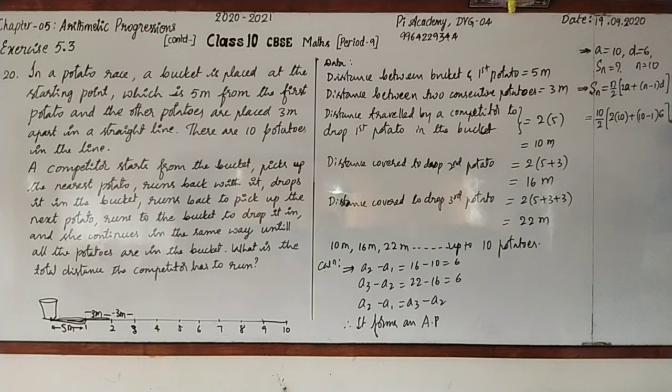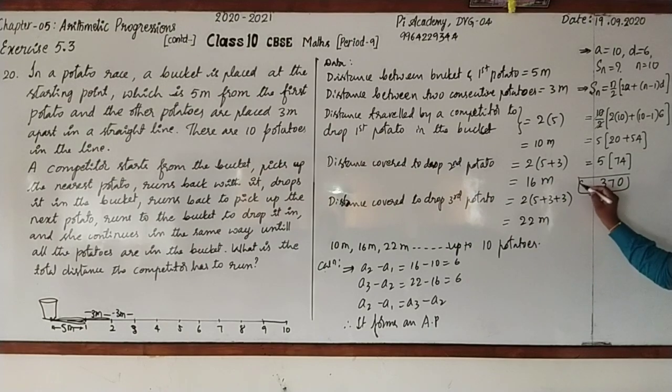Common difference is 6. It is equal to 5 into (2 fives are 10, 2 tens are 20 plus... what is 10 minus 1? 9. 9 sixes are 54). It is equal to 5 into, what is 54 plus 20? This is 74. Multiply by 5. 5 fours are 20, 2 is the carry. 5 sevens are 35, plus 2, 37. So 370. This is Sn.